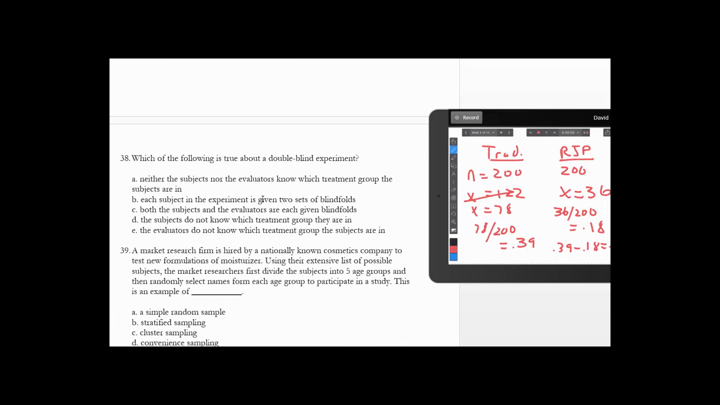Which of the following is true about a double-blind assignment? That's when neither subjects nor evaluators know which treatment group the subjects are in. So the people who are participating as subjects in this experiment don't know. That would be a single blind. But when the people who are interacting with them, the evaluators, also don't know, then that is a double-blind experiment.